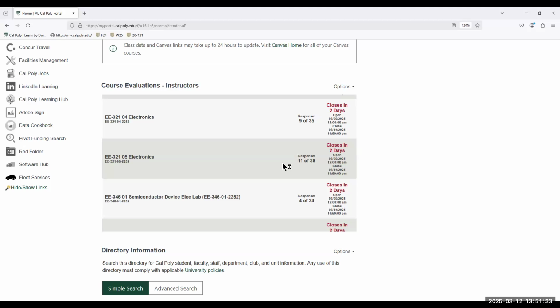I also had the unofficial evaluations throughout the quarter. So I have those two. I will tally those up. That's also worth extra points.